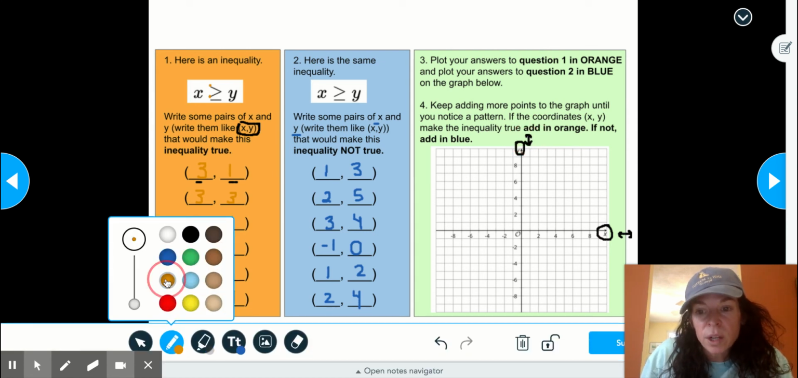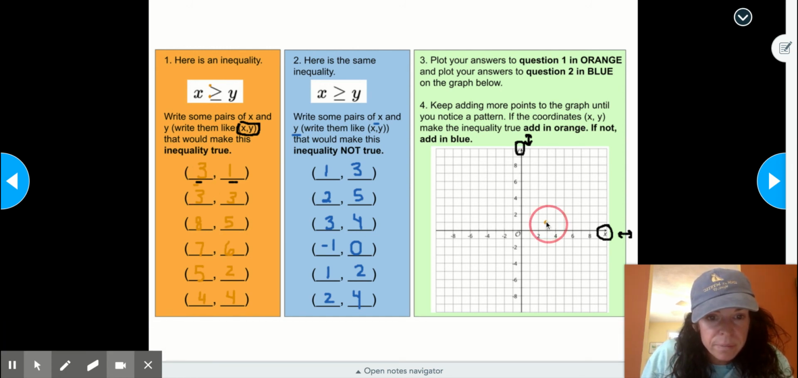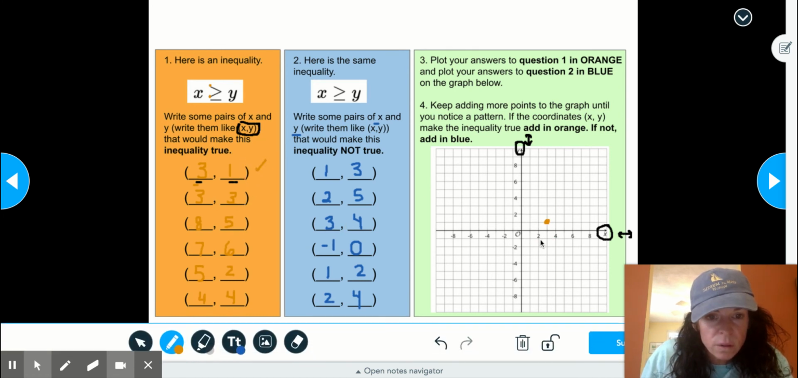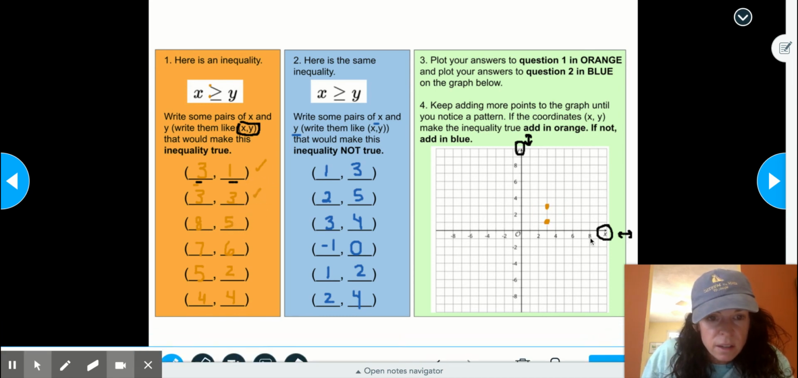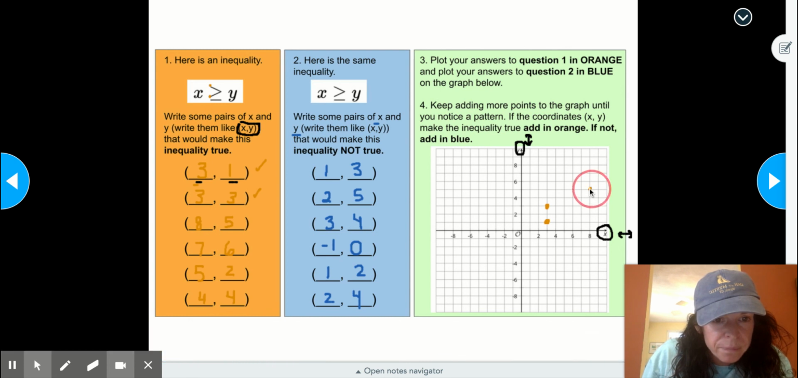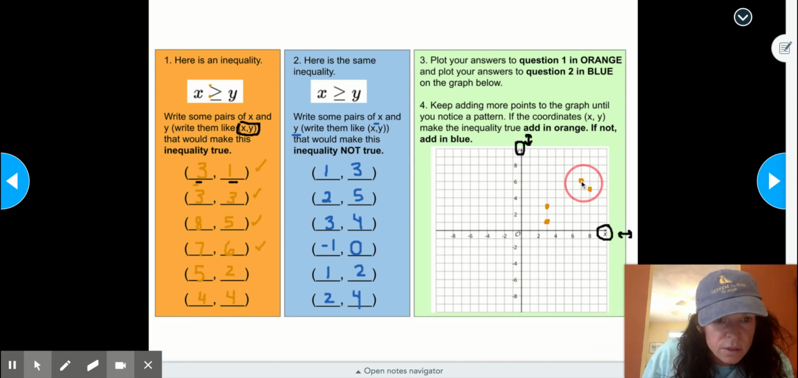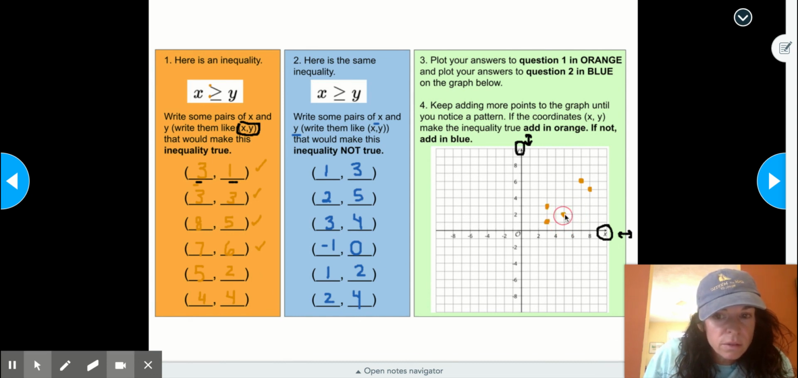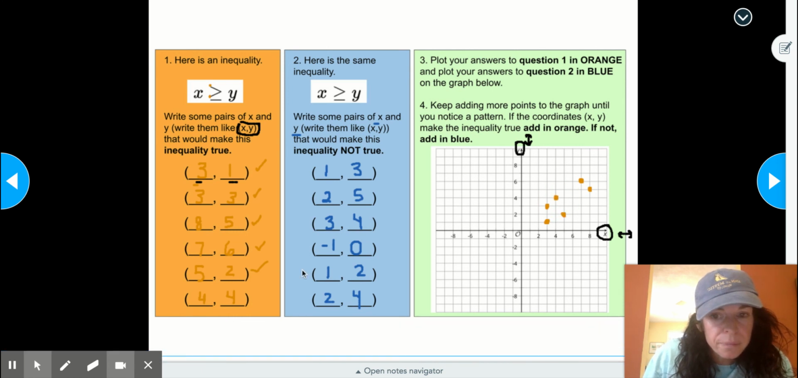We're going to go over the x amount, so over 3, 1, 2, 3, up 1. There we plotted that point. 3, 3, over 3, up 3. There we go. 8, 5, over 8, up 5. Over 7, up 6. I checked it off too soon, that's okay. 5, 2. 4, 4. Okay, there we go, done.